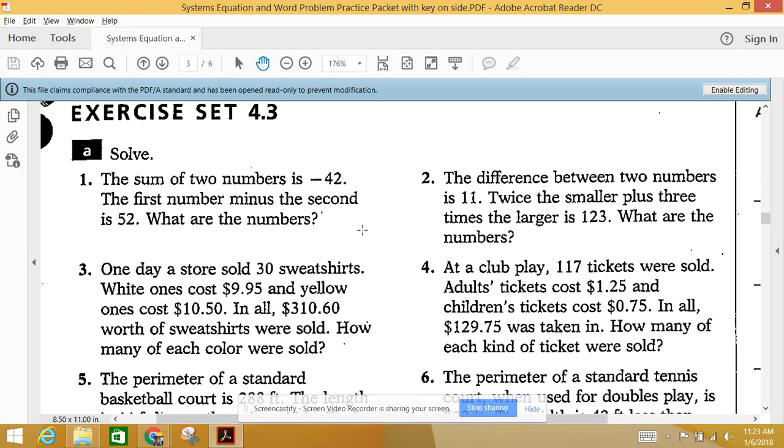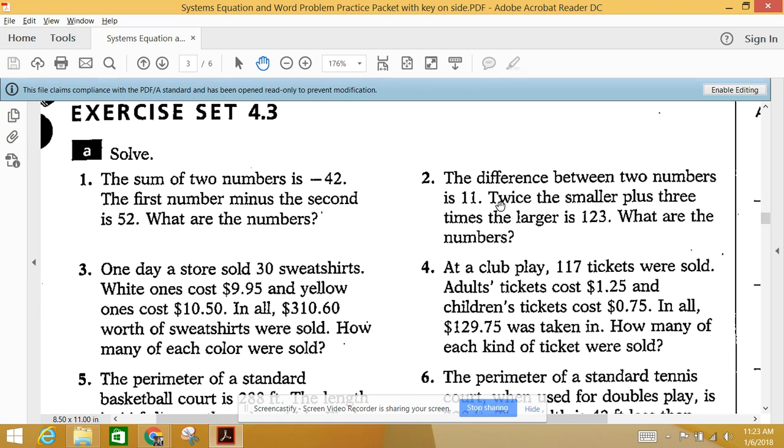But now, especially since you have an answer key for this, I'm going to ask you to pause and try doing the setup for number 2, which says the difference between two numbers is 11. Twice the smaller plus 3 times the larger is 123. What are the numbers? So go ahead and pause it and see if you can set these up. And assuming you're back from pausing and you've set them up, I'll show you what I came up with.